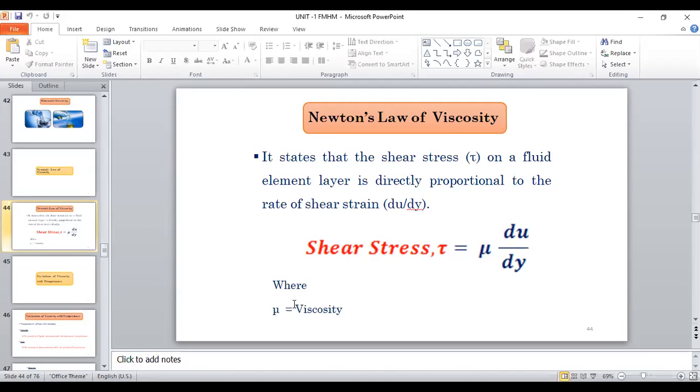So where mu is the viscosity. Okay, please, this is a very important 2 marks question. Newton's law of viscosity states that the shear stress on a fluid element layer is directly proportional to rate of shear strain. Nothing but tau is directly proportional to du by dy. Rate of shear strain is called du by dy. Okay, please write that down roughly.